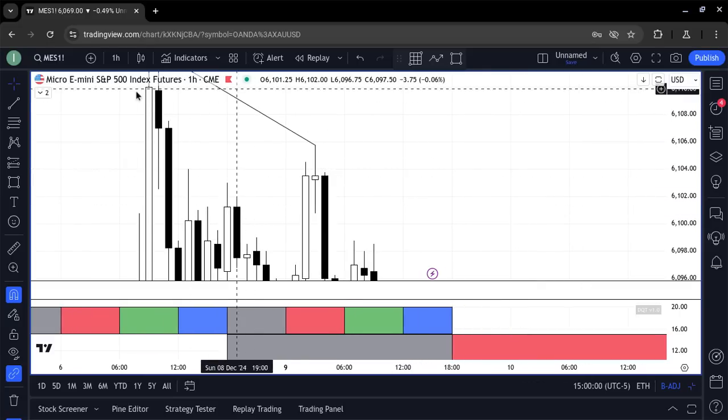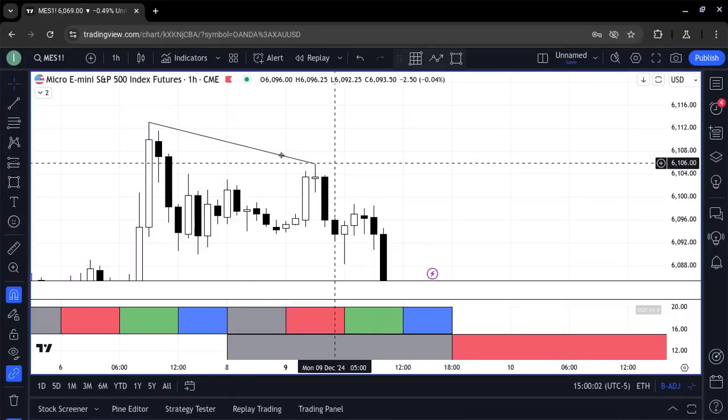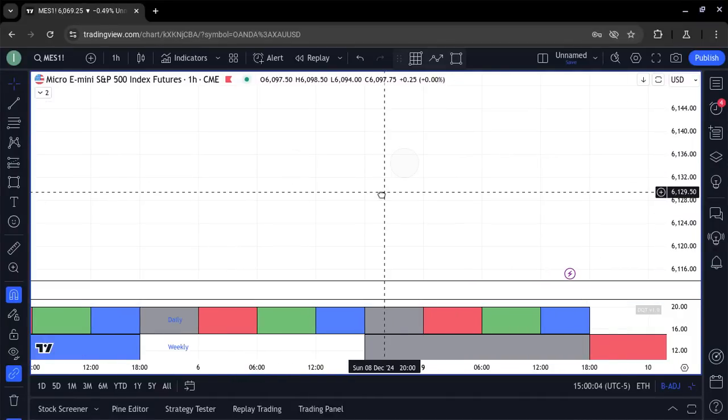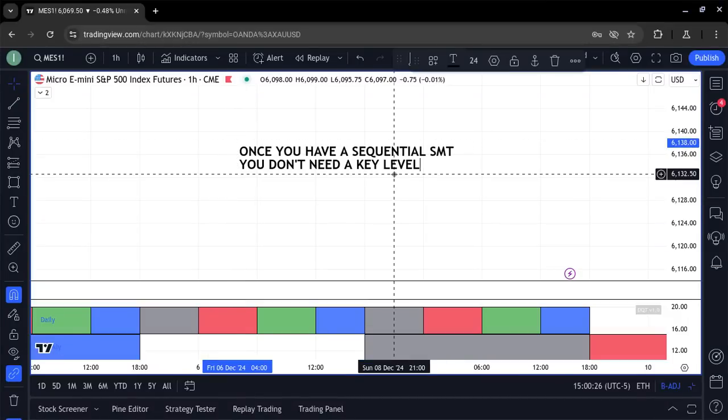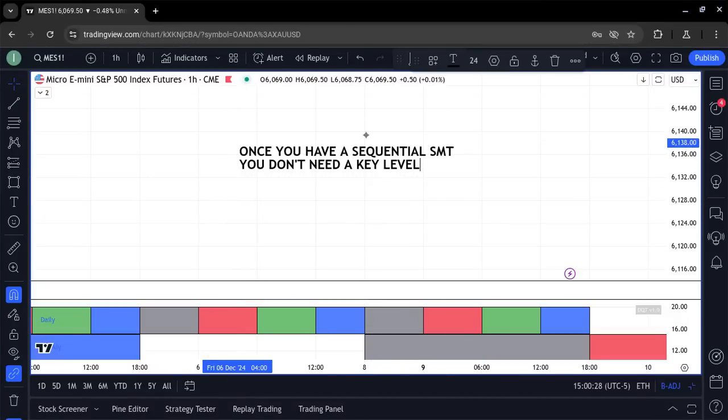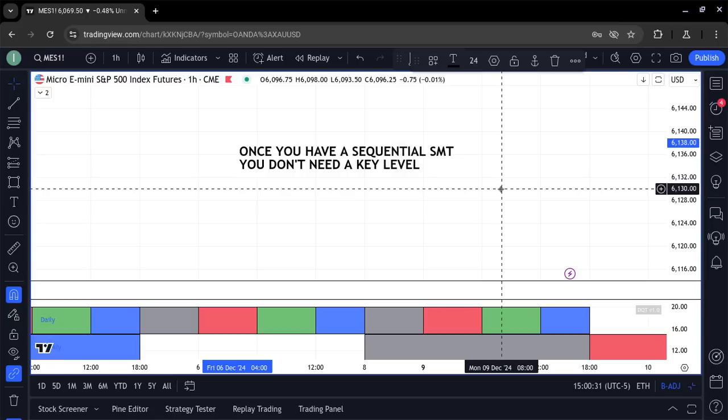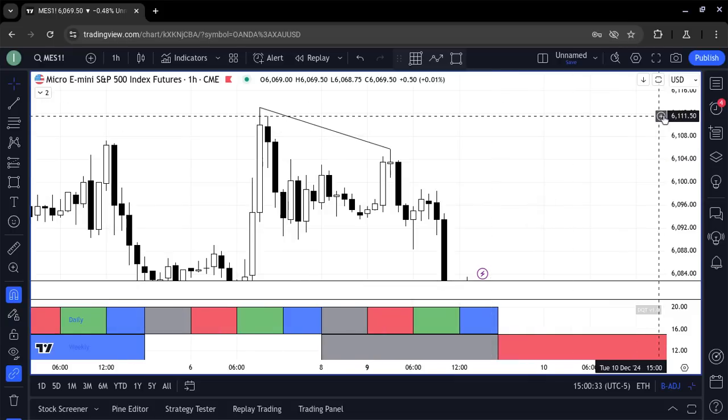You see, here once you have the sequential SMT, you do not need a key level. Let me say that again. Once you have a sequential SMT, you don't need a key level. Why is this the case? Because sequential SMT is supporting your idea. All right, you have time in your favor, so you don't need a key level.